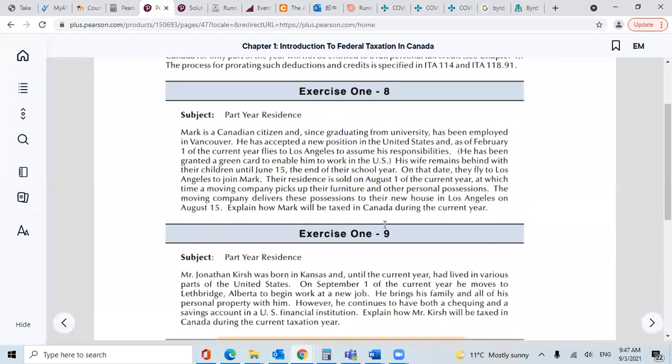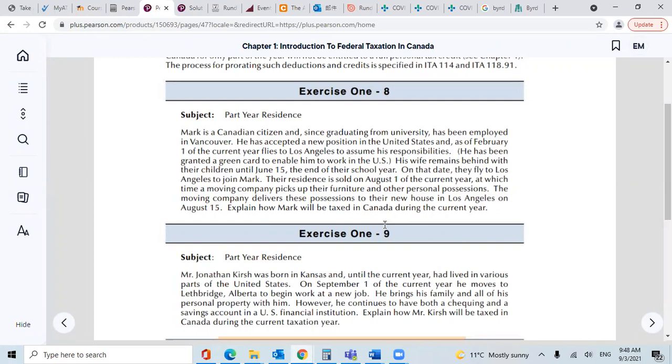Question number 8, part year residence. Okay, first one. Mark is a Canadian citizen, and since graduating from university, has been employed in Vancouver. He has accepted a new position in the United States, and on February 1st of the current year, flies to Los Angeles to assume his responsibilities. He has been granted a green card to enable him to work in the US. So that's the same date, February 1st. His wife remains behind with their children until June the 15th, the end of the school year.